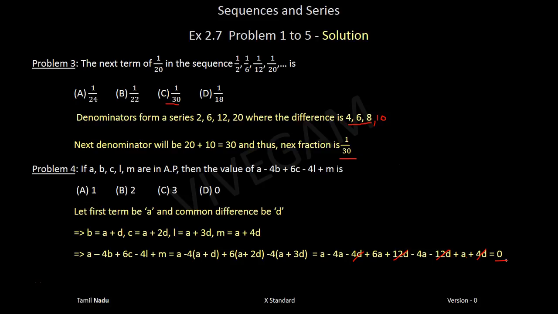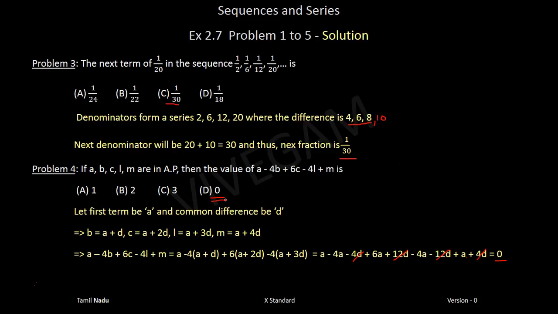Okay, so I hope you're getting it here. Let's do that again. A minus 4A is minus 3A. Minus 3A plus 6A is 3A. 3A minus 4A is minus A. Minus A plus A is 0. So the final term is 0, which means that the value of the expression is 0, which is option D.